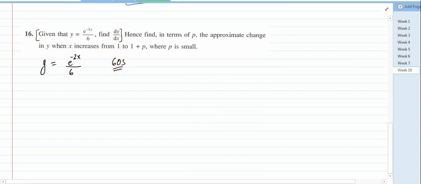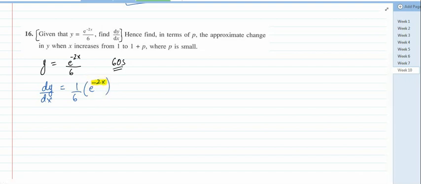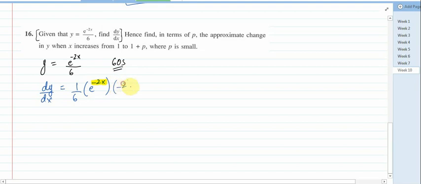So start. Alright, so now when you find out the derivative, dy/dx is equal to 1 over 6 as it is. The derivative of exponential is exponential, and now we need to find out the derivative of its power, so that will be minus 2. So we can say that 2 ones are 2, 2 threes are 6, so it will be minus e^(minus 2x) divided by 3, that is your dy/dx.